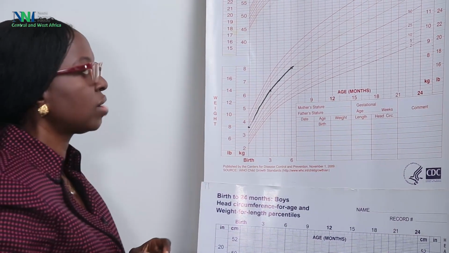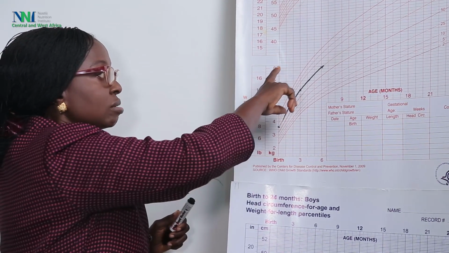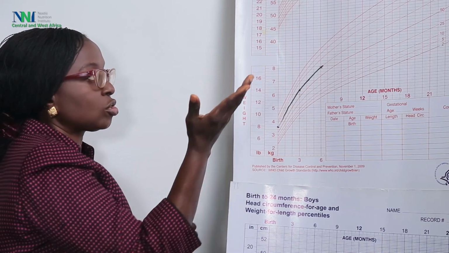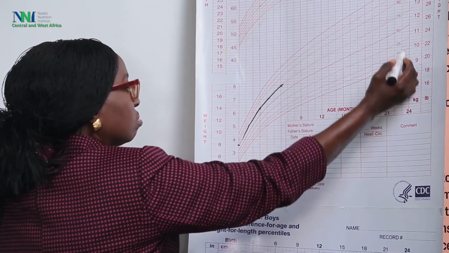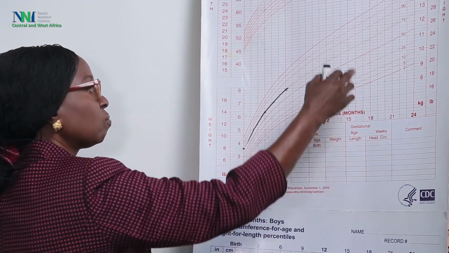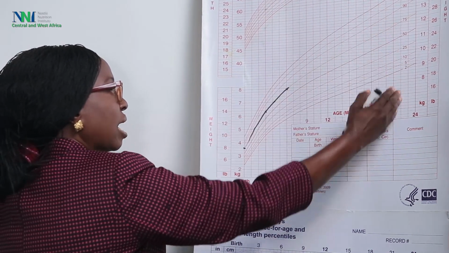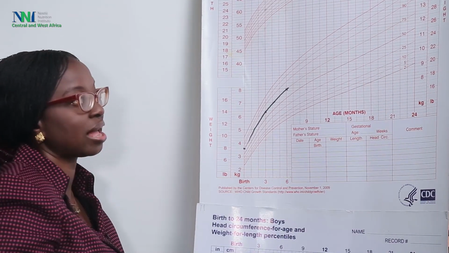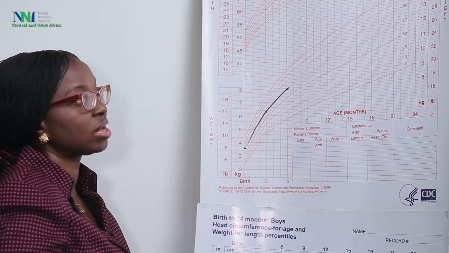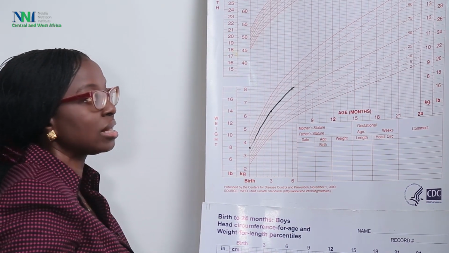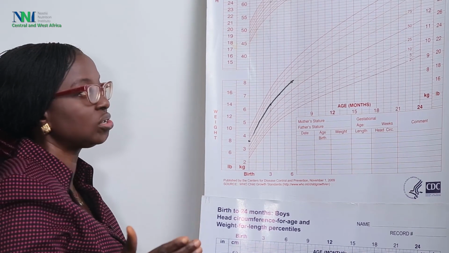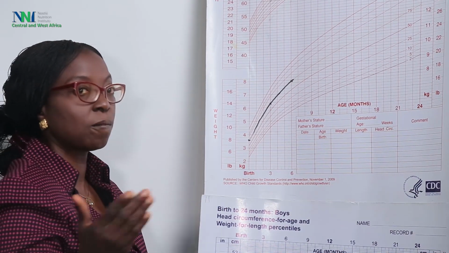After joining the curve, it's very important to determine which curve this curve is closest to by tracing it to the end of the chart. We can see that within this chart, there are some figures appearing just at the right side. This figure refers to the percentiles, and the percentiles mean the relativity of the weight for age of this child in comparison to other children of the same age.